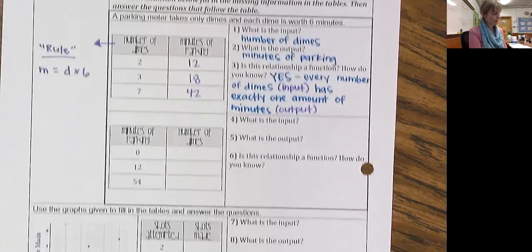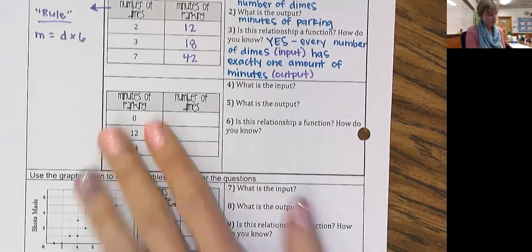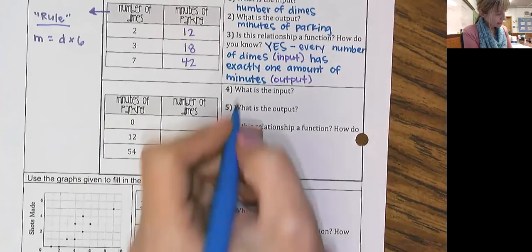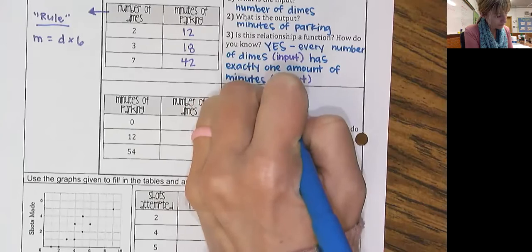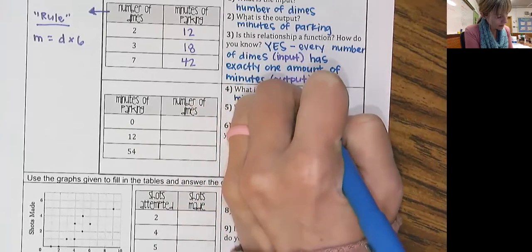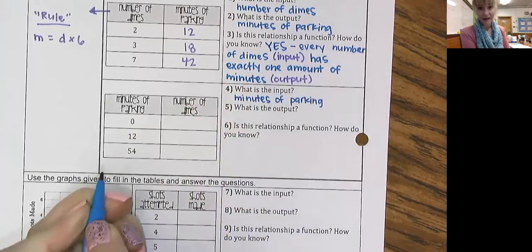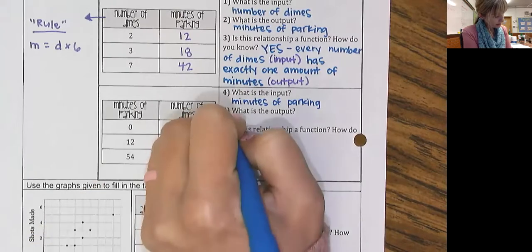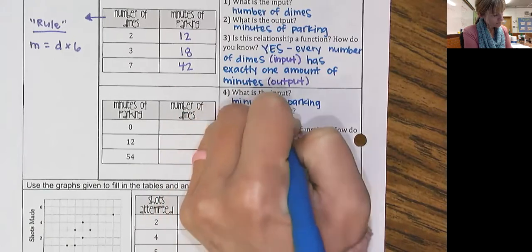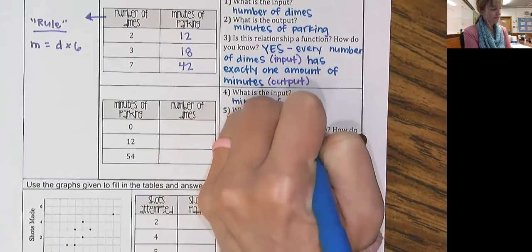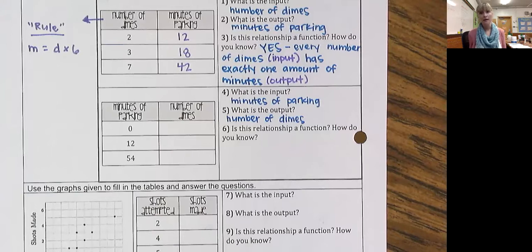What if we flip this around? What if I change it here so that the input is the minutes of parking? What if I just switch it? The input is the minutes of parking, and now the output is the number of dimes. Okay, so I'm switching that. First things first, can you take a minute right now and finish the table? If I give you minutes of parking, can you tell me the number of dimes?